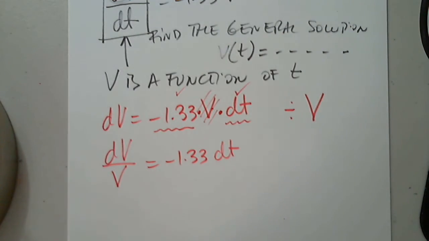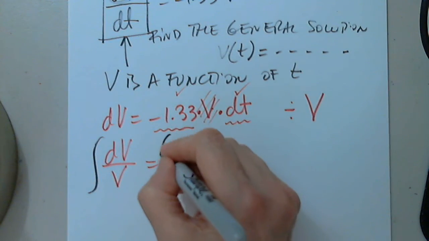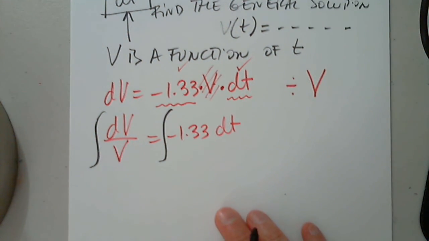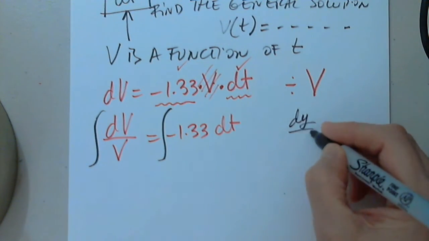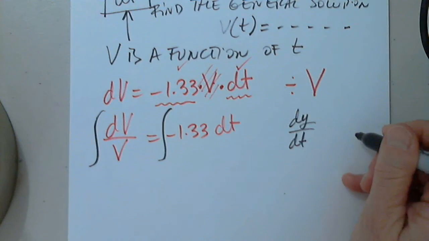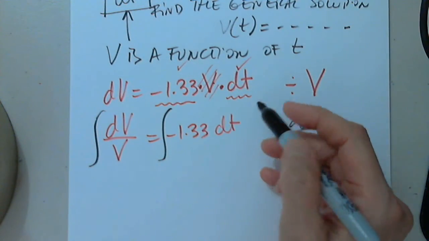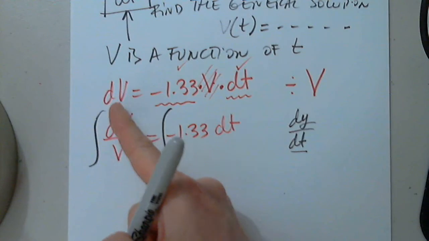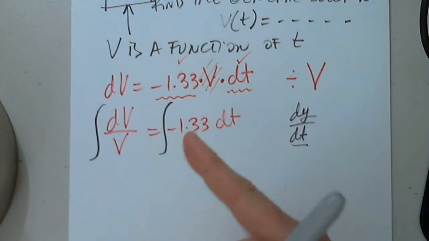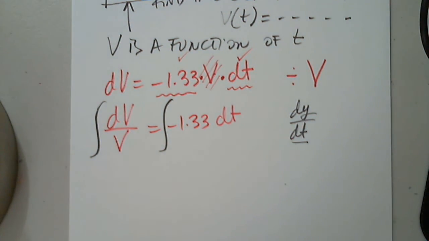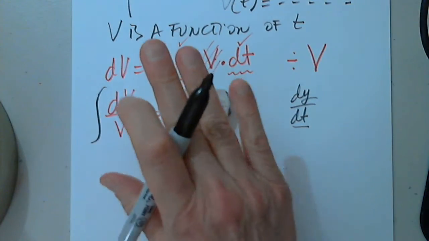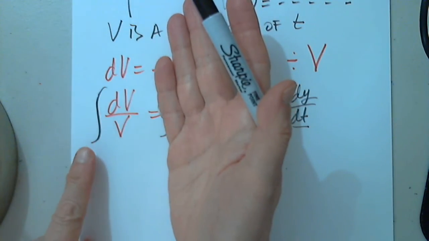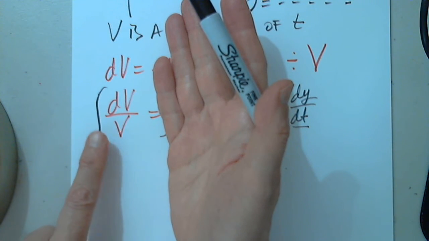Okay, so now at this point, I integrate both sides. Exactly like we did with finding dy over dt, we differentiated both sides, right? We differentiate this side and differentiate this side to find dy over dt. Now we are integrating both sides. Okay, so forget about this side for a moment. Imagine that this side does not even exist. I'm asked to find the integral of dv over v. What does this equal to?